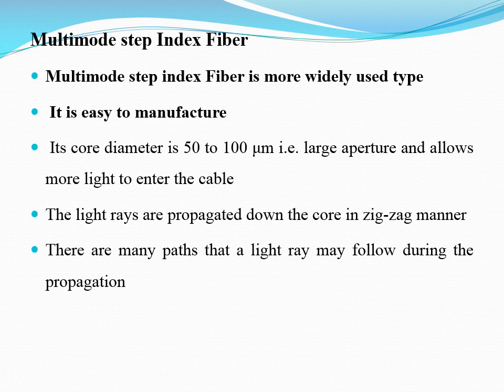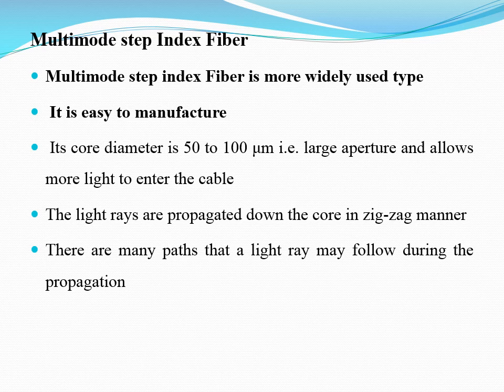Then we have the second type, which is a multi-mode step index fiber. This is the most widely used optical fiber now. The reason behind this is the manufacturing or fabrication. It is very easy compared to a graded index fiber. Its core diameter is between 50 and 100 micrometer. The numerical aperture of these fibers is very large. It means that the aperture where the light is to be launched is very large, and it allows more light to enter the cable.